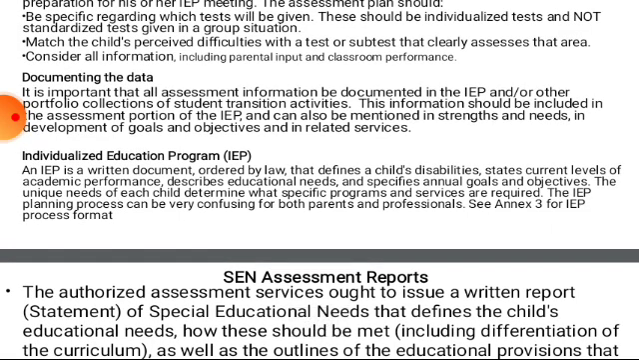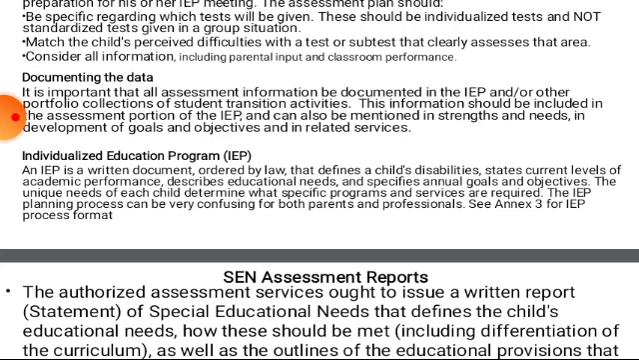Let's talk about this important concept. An IEP, Individual Education Plan, or Individualized Education Program, refers to a written document ordered by law that defines a child's disabilities, which states current levels of academic performance, which describes educational needs, and specifies annual goals and objectives. The unique needs of each child determine what specific program and services are required.